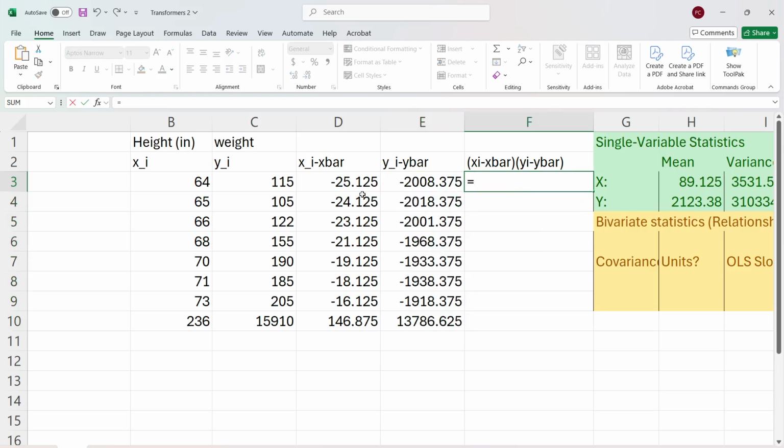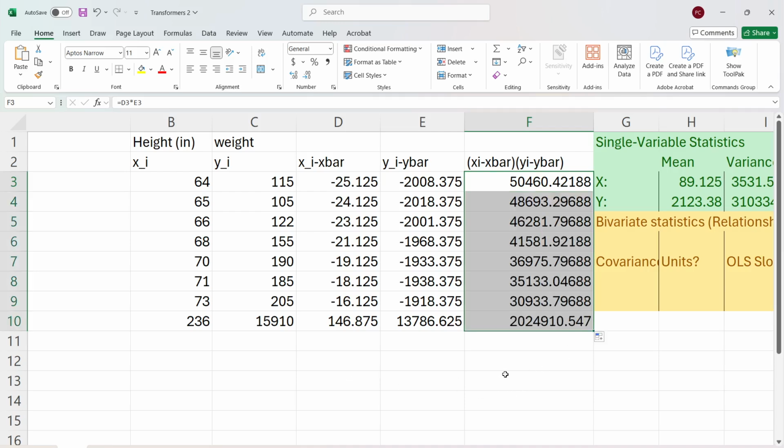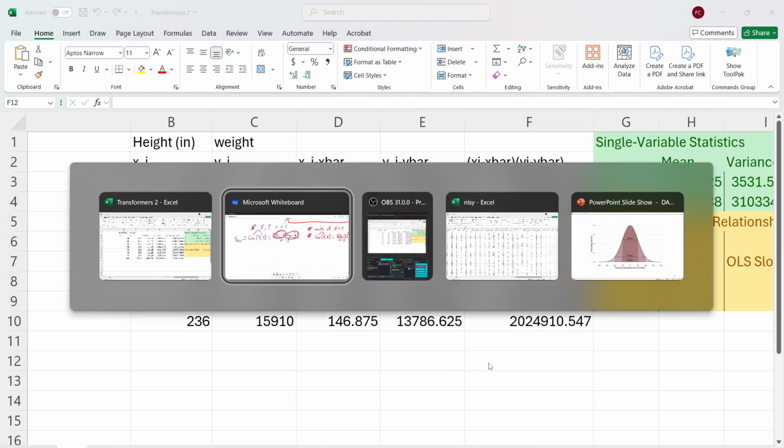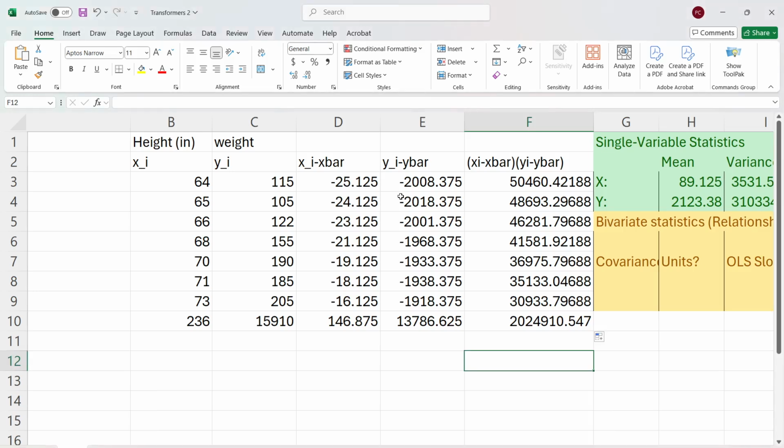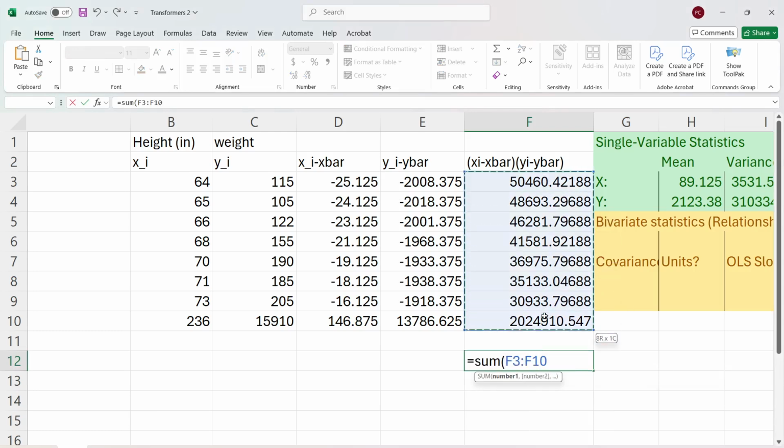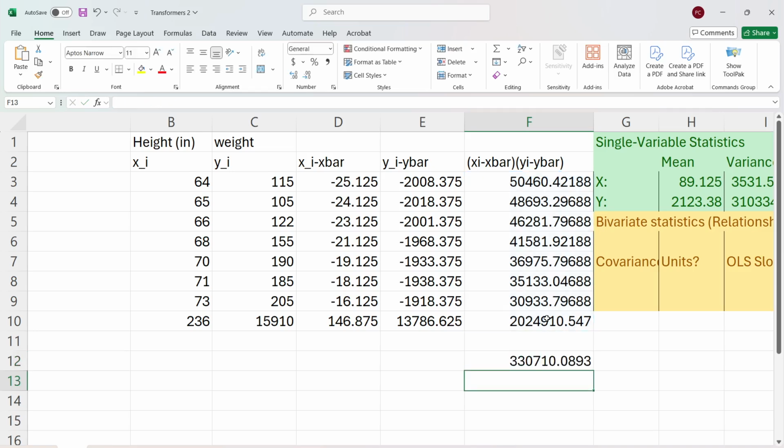Now, the product of these two, xi minus x bar, yi minus y bar, that multiplied by that is equal to that number. Click and drag it on down. So, the covariance is going to be the sum of all of those divided by n minus 1. Let's see, equals sum of all of these divided by 7. 330.710. Okay, all right.